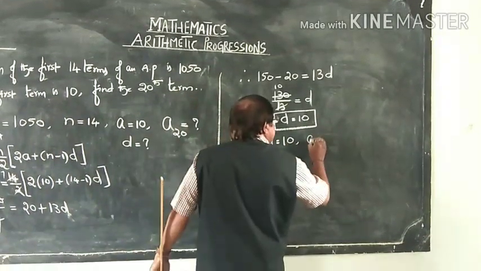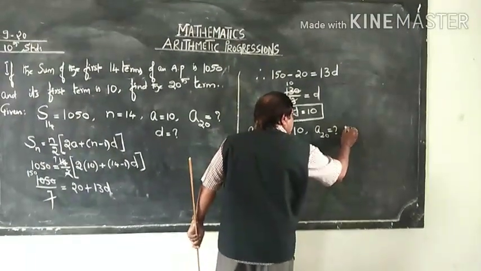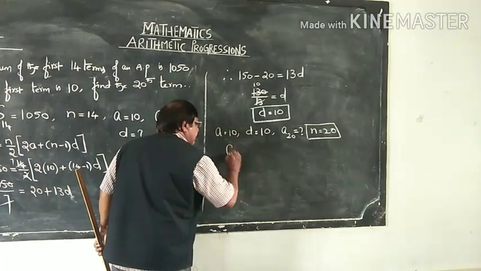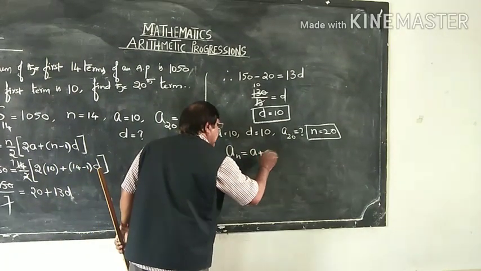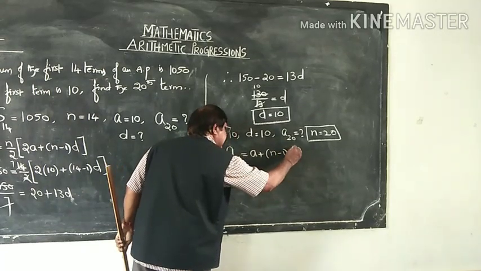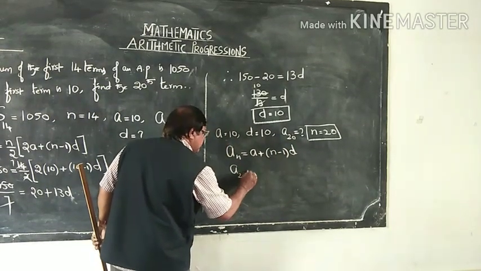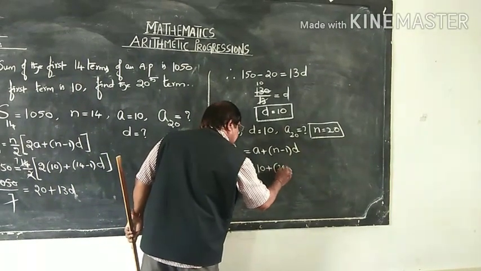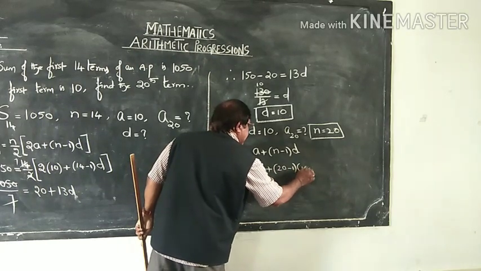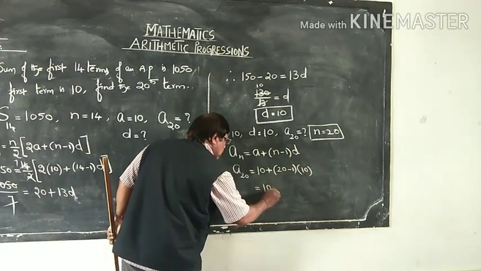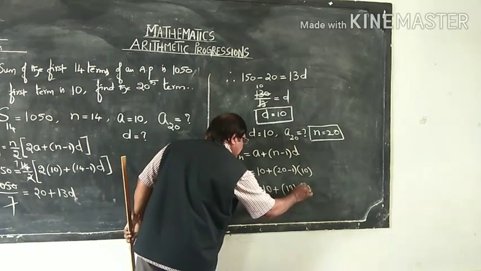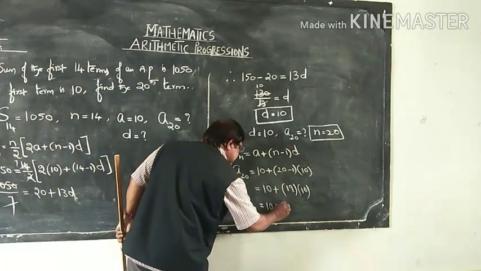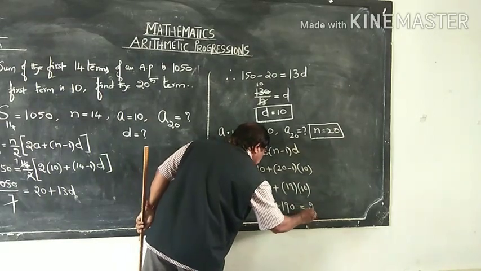To find the a20 term, n is equal to 20 here. Please note that. Then an is equal to a plus n minus 1 into d. The 20th term is equal to 10 plus 20 minus 1 into 10, which is 10 plus 19 into 10. The 20th term is equal to 10 plus 190, which is equal to 200.